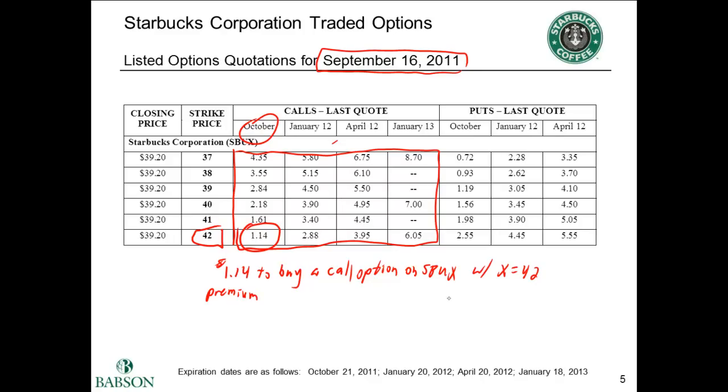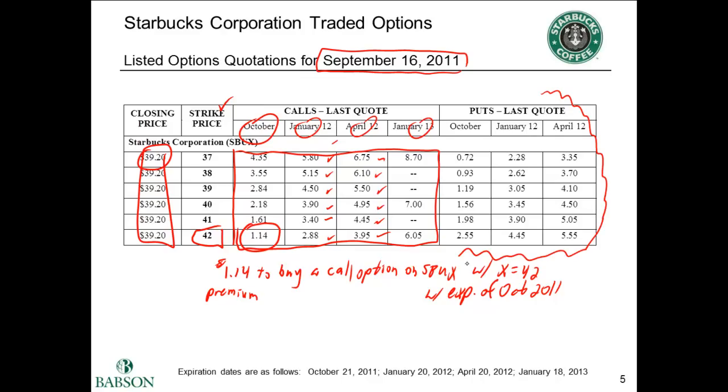So you can see that an expiration of October 2011 only gives you about a month. So Starbucks is currently selling for $39.20. And so, again, each one of these prices represents a premium that you would pay for different contracts according to the strike price or the various expirations that you might choose.